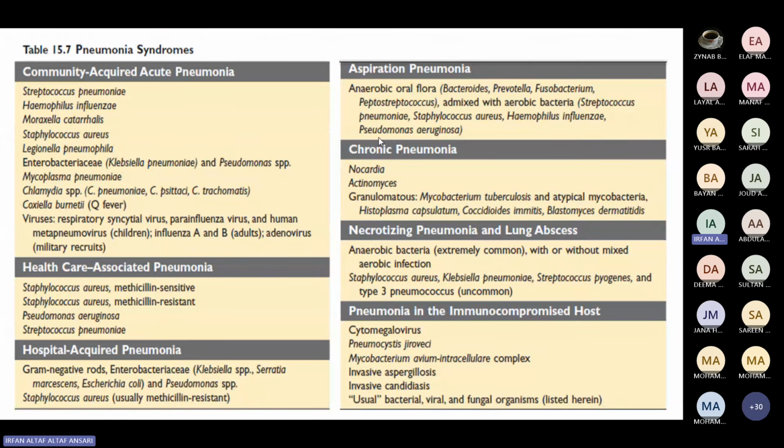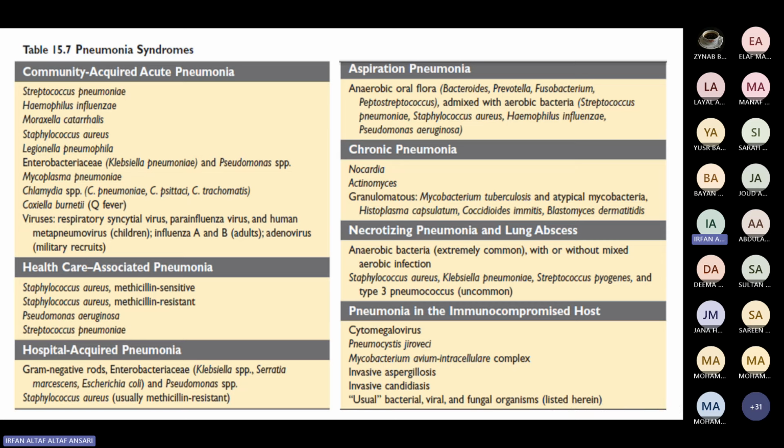So these are the causes of pneumonia syndromes. Okay. So community acquired pneumonia. The most common bacteria for community acquired pneumonia are Streptococcus pneumoniae, Haemophilus influenzae, Moraxella catarrhalis, Staphylococcus aureus, Legionella pneumophila. But among these, the top four are the most commonly known bacteria to cause community acquired pneumonia. Then you have chlamydia, mycoplasma, and viruses: respiratory syncytial virus, especially in young children, influenza, parainfluenza, COVID, adenovirus. These are all community acquired.